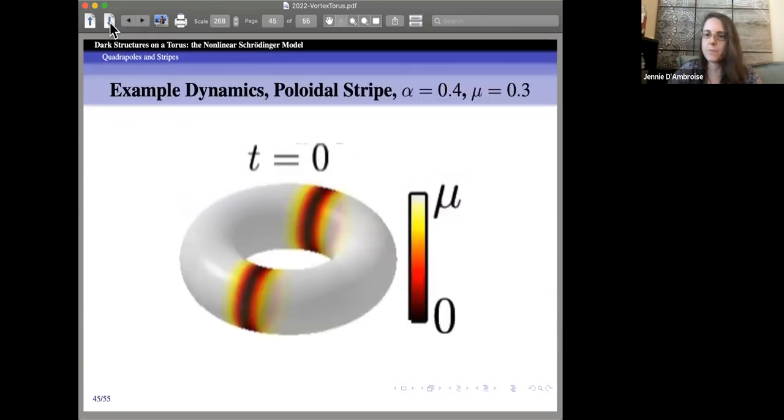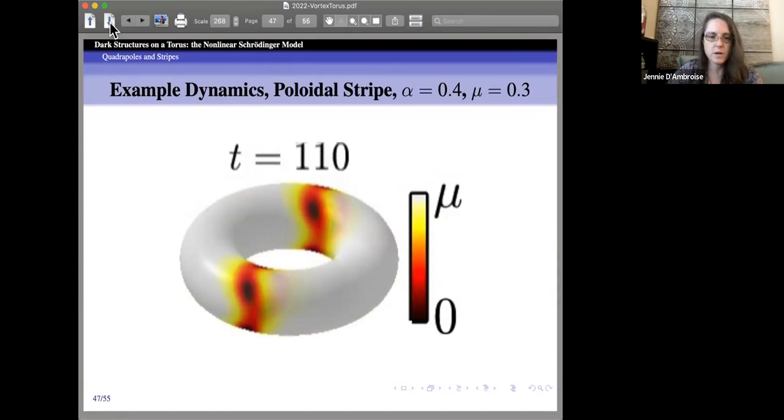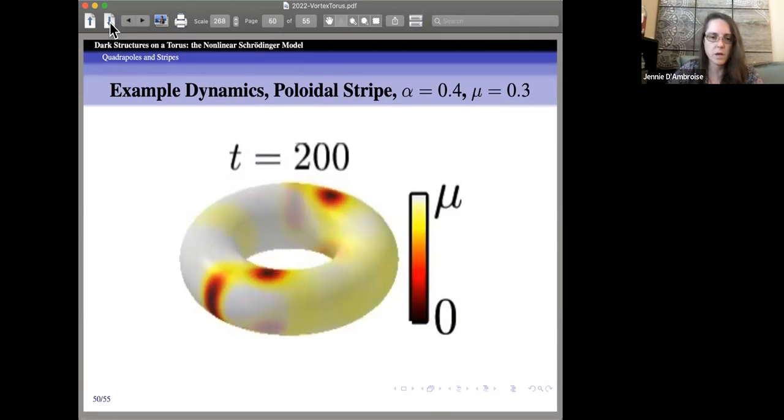And here's another example where the stripes are in the other direction. And as the dynamics go forward, you'll see that they break up into vortices. And in this one, one pair of them starts to fly around poloidally, while the other one seems to sort of stay put.